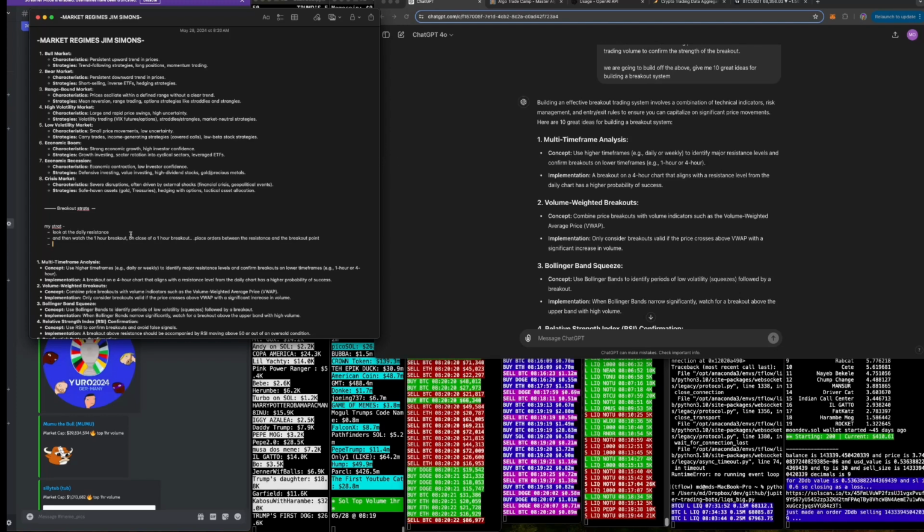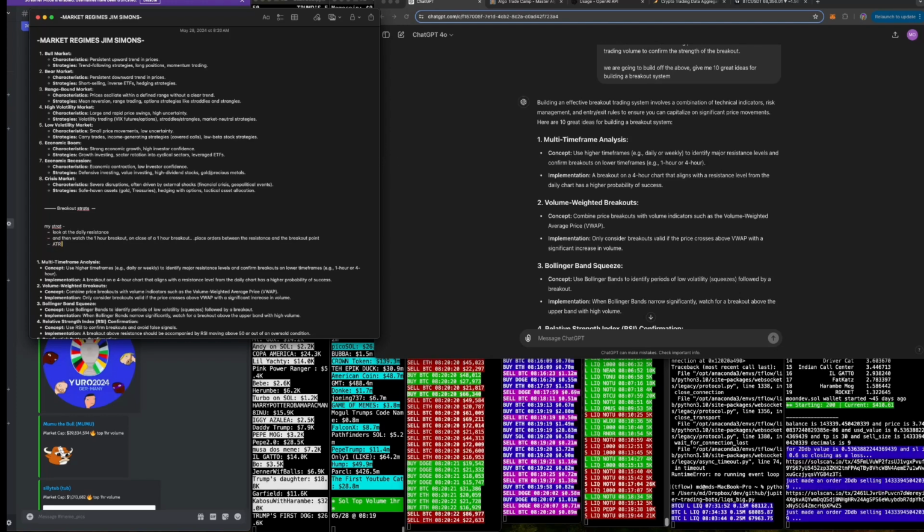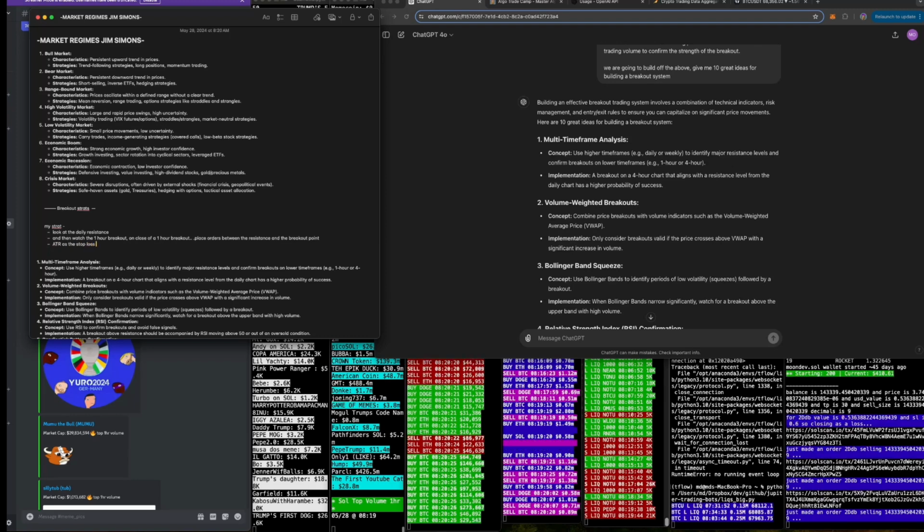Okay, and then we're gonna look at resistance. And then we're gonna put the ATR as the stop loss. Okay, let's do that. Let's see if it works. And I could probably just build a backtest right now.